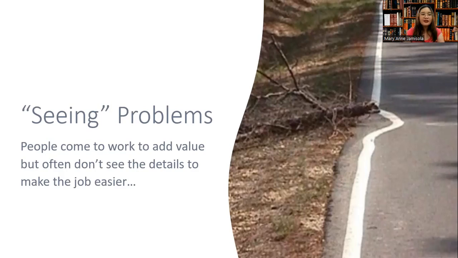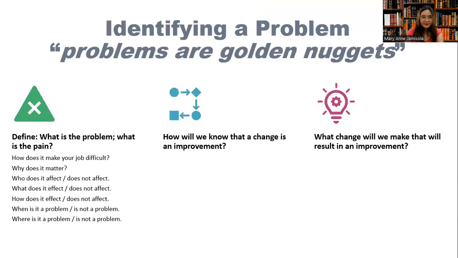So we have this so-called seeing problems. In order for us to gain a clearer perspective of the vision and the goals of the company, and how we can align our efforts in achieving that goal, we need to identify a problem.